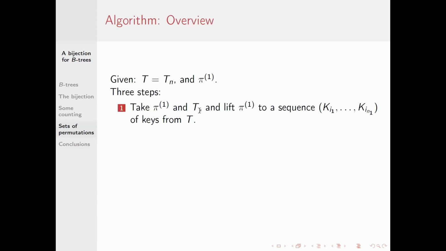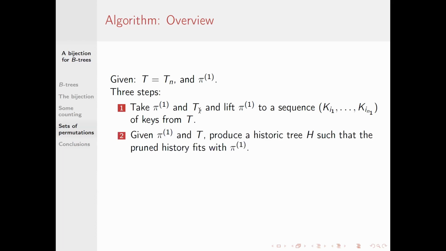Okay, so we need 3 steps. First, this pi1 is a permutation on the number of elements that are in the pruned version of Tn. So we need to lift this permutation to just a sequence of the actual keys in T. That will be easy. Then given the B tree that we want to have and this pi1, we want to produce a historic tree such that, well, the history after pruning fits with this pi1.